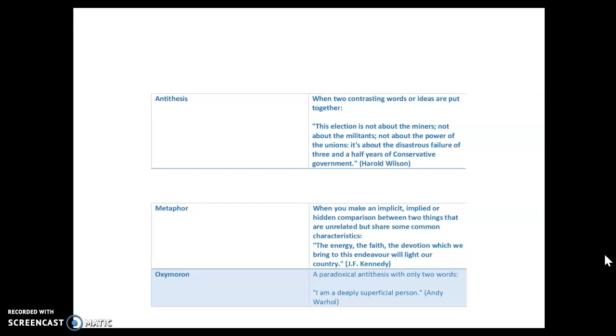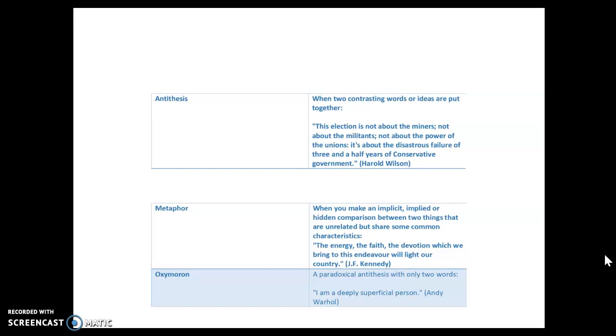Metaphor, well, you know, metaphors being this figurative language where you imply hidden comparisons to things that are unrelated. Like, for instance, the energy, the faith and devotion which we bring to the endeavor will light our country. You could argue that energy, faith and devotion is not something that can literally light. It is metaphorically speaking.